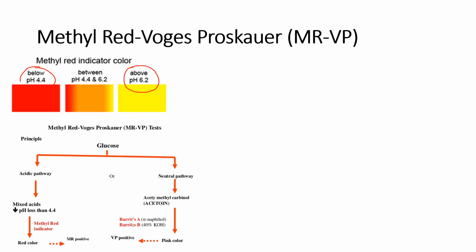For methyl red and Voges Proskauer, you are determining if the bacterium takes the glucose and either goes down an acidic pathway or goes down a neutral pathway with how it breaks it down. So the MR test is determining if the glucose is converted to acidic byproducts. The VP test is determining if the glucose is converted into neutral products. And for each of these, a red color indicates a positive for those tests.